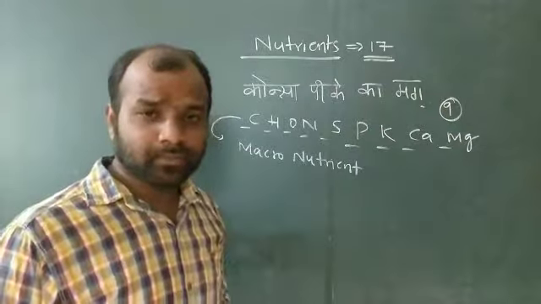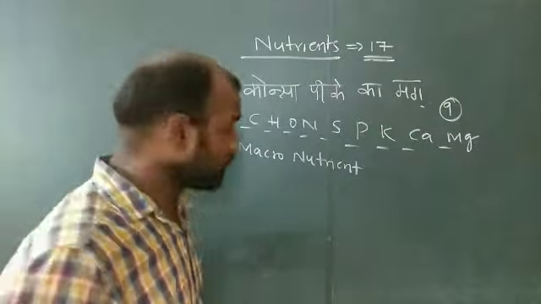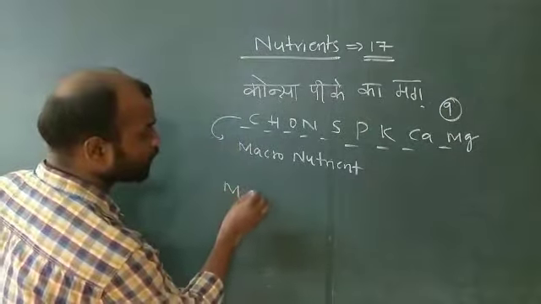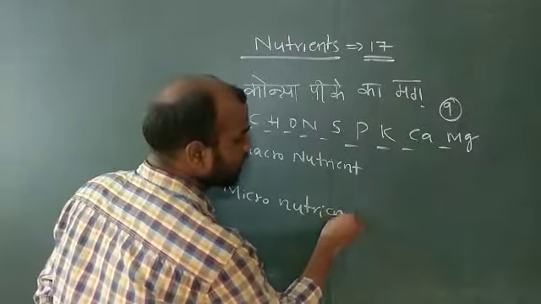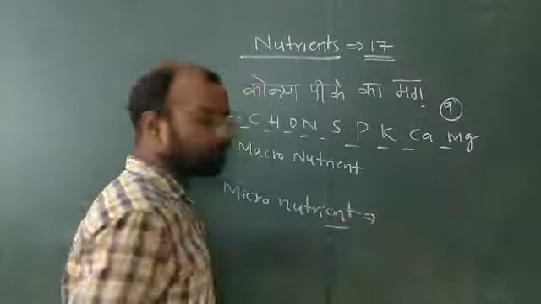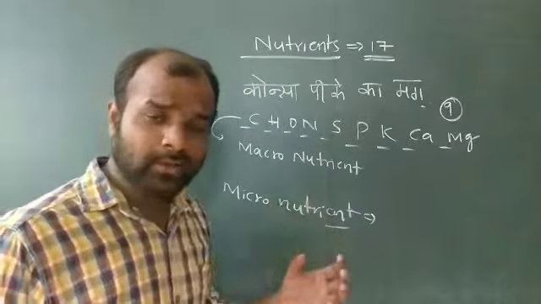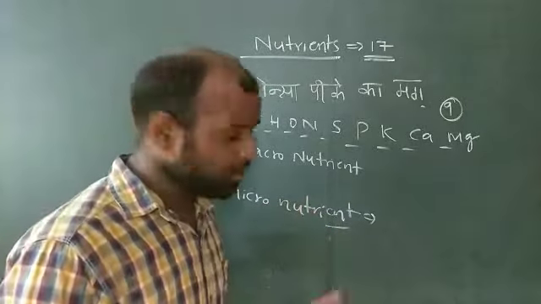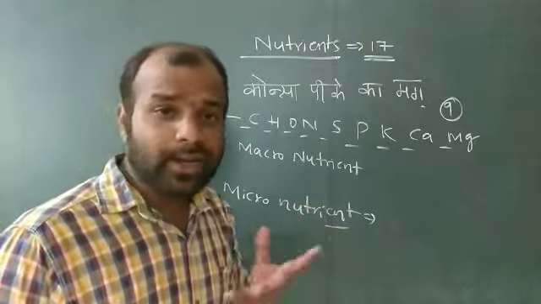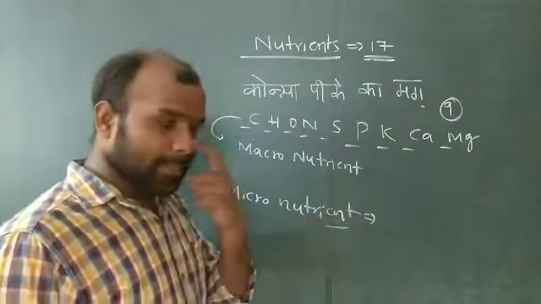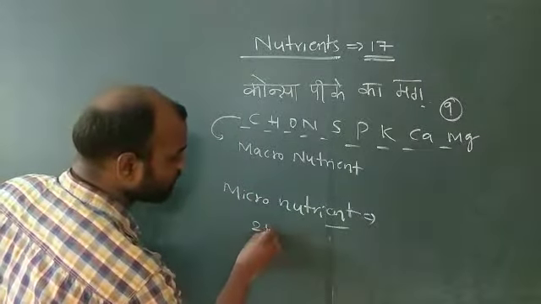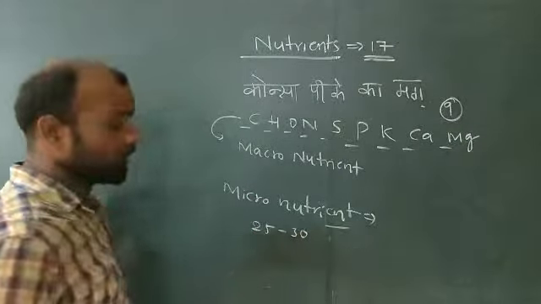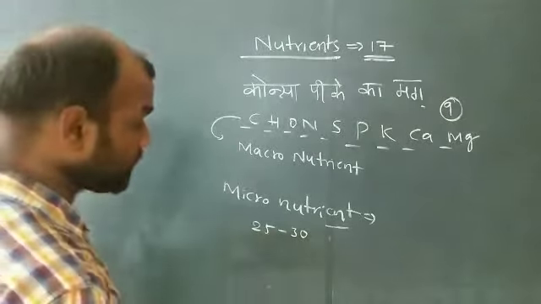Next, the 8 are micronutrients. Micronutrients means the plant requires them in less amount. These nutrients are essential and required by the plant, but in smaller amounts. To remember them, consider the elements from 25 to 30. What are the 25 to 30 elements?